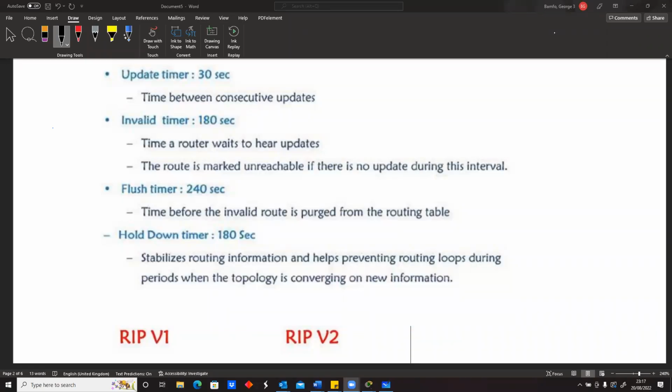The one thing about routing is that it's all about timing. So there are various timers that we take into consideration in routing. With RIP, there's something called an update timer. Every 30 seconds, the router will tell you something about the networks if you're using RIP.